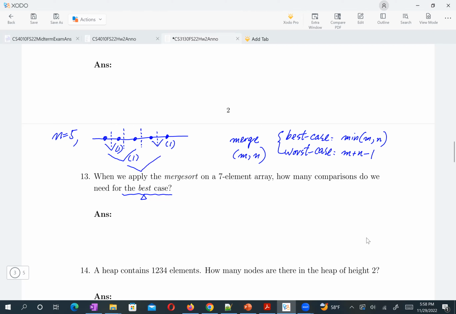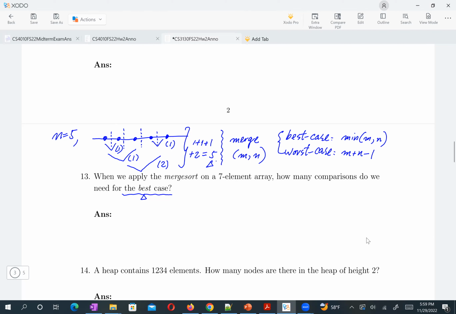The last round, merge these 2. One is 3, the other is 2. The minimum is 2, right? So you add up all the comparisons: 1 comparison 3 times, then plus 2 comparisons. So the total is 5 comparisons for the best case. So you get the answer for the best case.